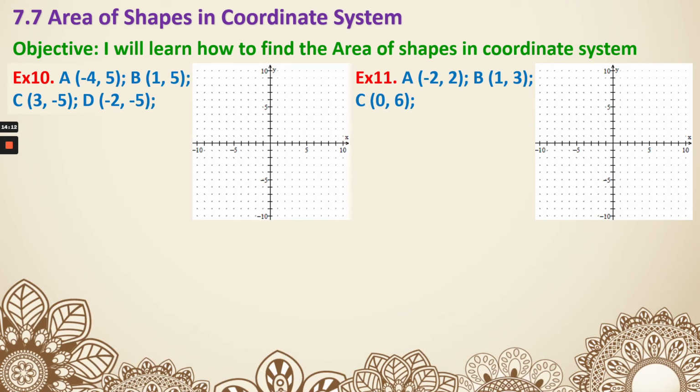Next, example 10. Let's graph example 10 first. Point A is -4, 5. Point B is 1, 5. Point C is 3, -5. And point D is -2, -5. A to B, B to C, C to D, and D to A. That clearly is not a rectangle or a square.